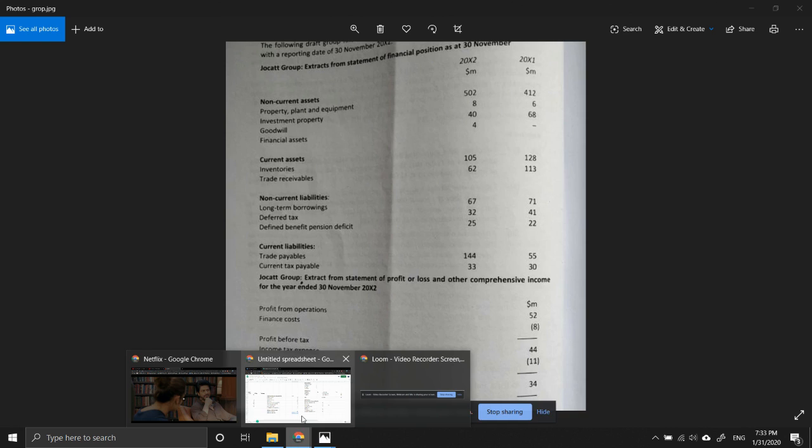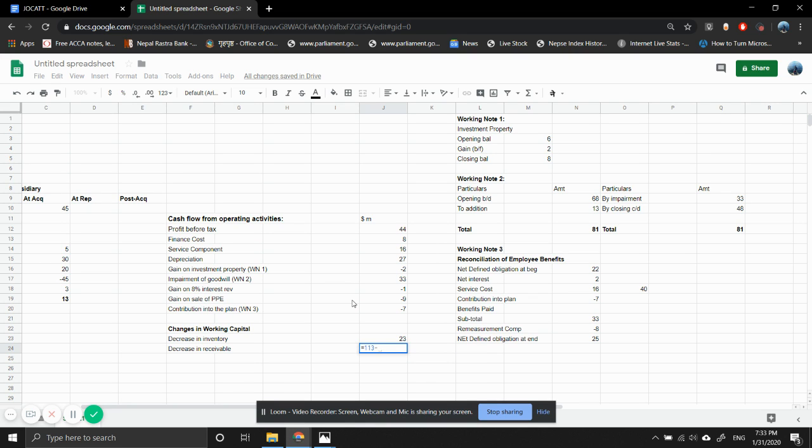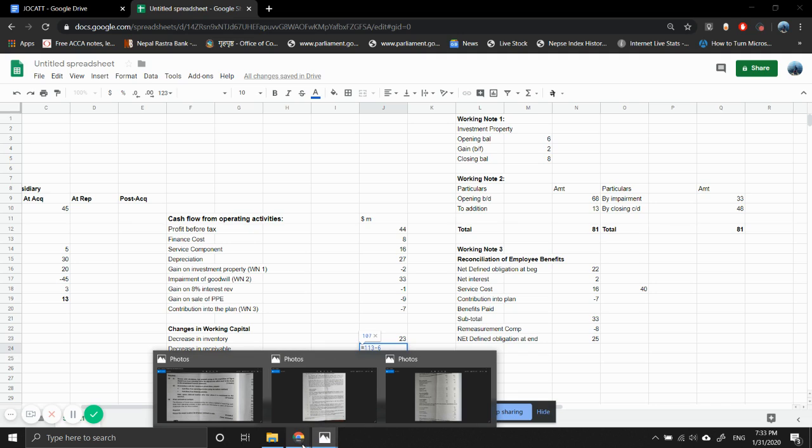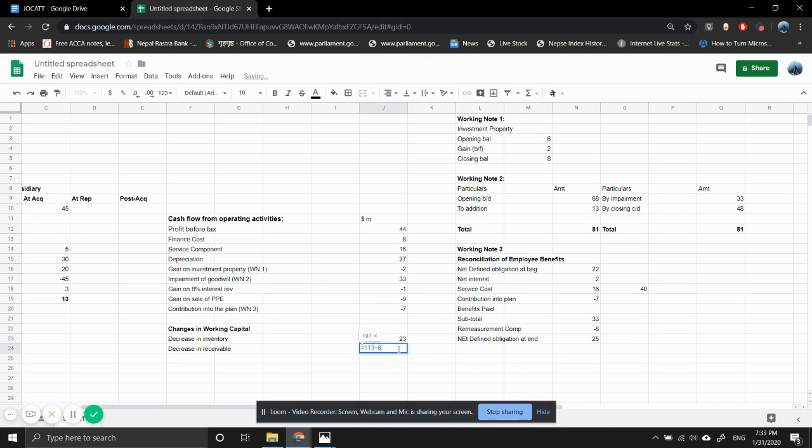So that means 113 minus 63. 63, 62. 62 minus 5, right? 62 minus... nope, because that's not included within this figure, so plus 5. This is how we get our inventory, right?